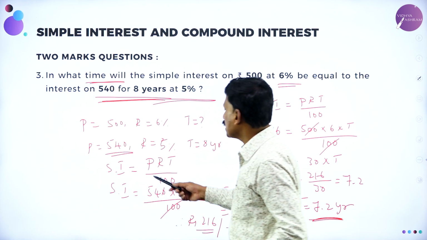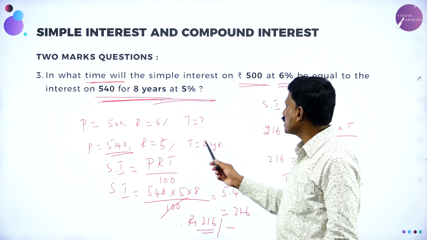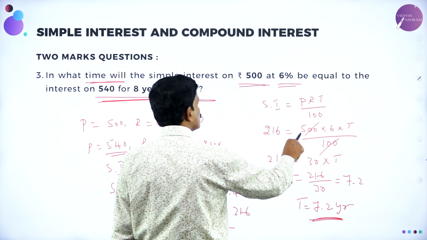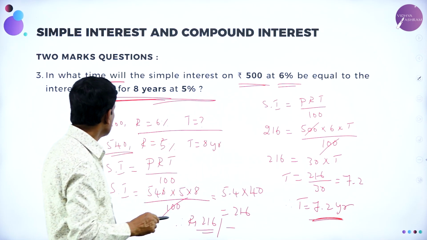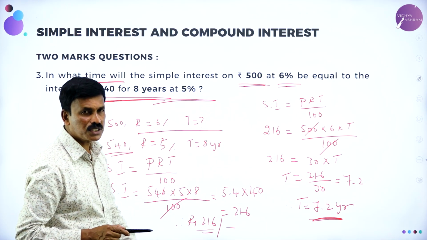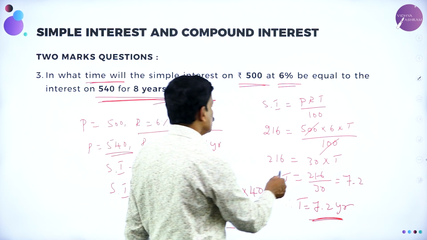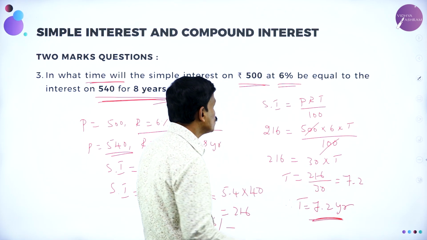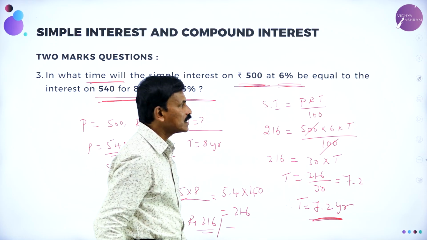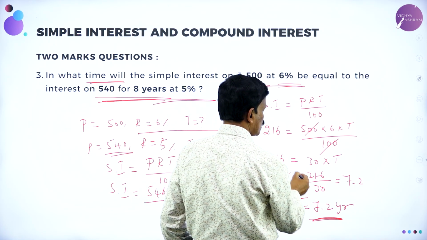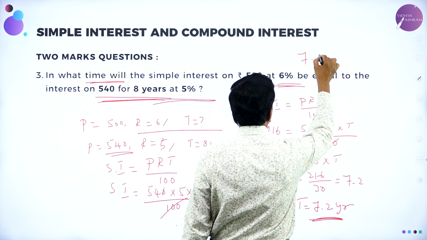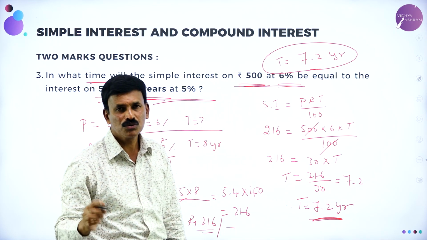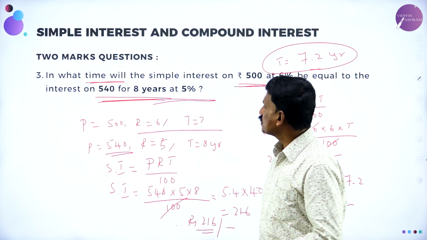First find out the simple interest for rupees 540 at the rate of 5% for 8 years, you are going to get 216. So equate this simple interest 216 is equal to, find out for the principal 500 into 6 into time taken divided by 100. Simplify. So 216 is equal to 30 into T, 216 by 30 is equal to 7.2. So therefore for rupees 500 at the rate of 6%, the simple interest 216 must be equal for the time period of 7.2 years. That's it. 7.2 years. Hope you followed. That's it. Now let us come to the next problem.